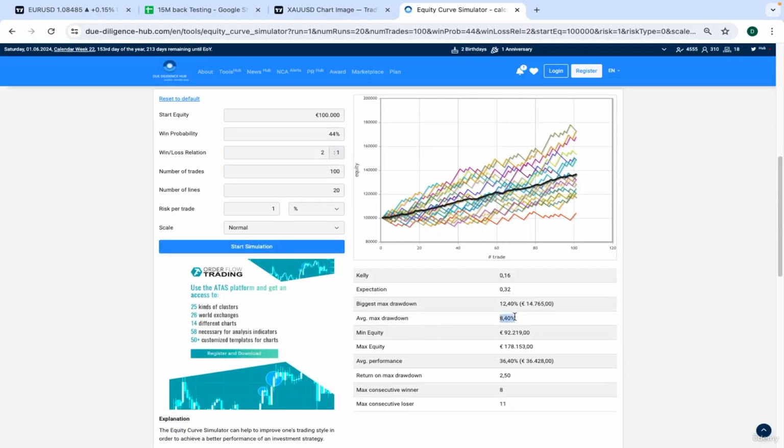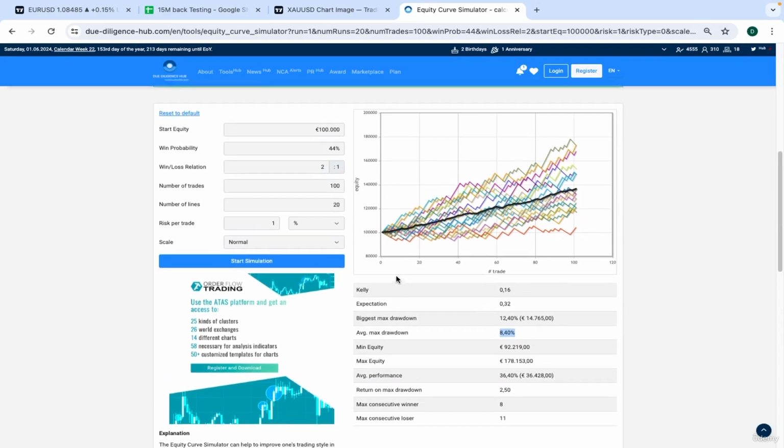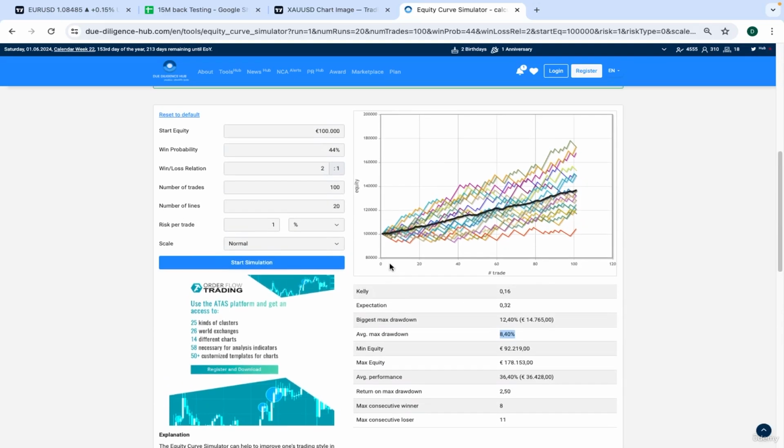So what's your max drawdown? What's your average performance? How many consecutive winners? How many consecutive losers? And then you can start to get an understanding of how your strategy could perform in the future if you trade it well.